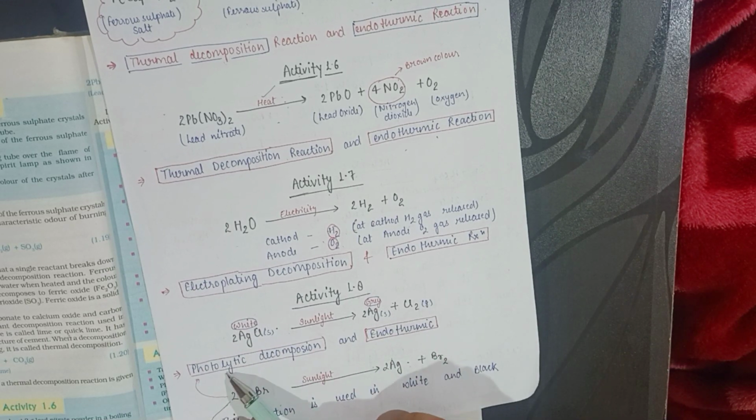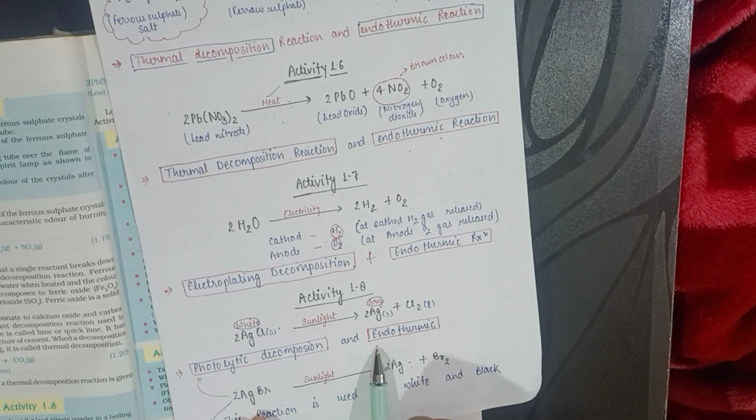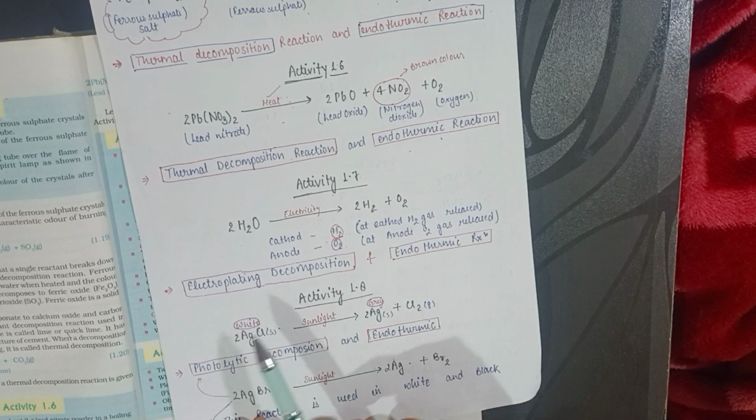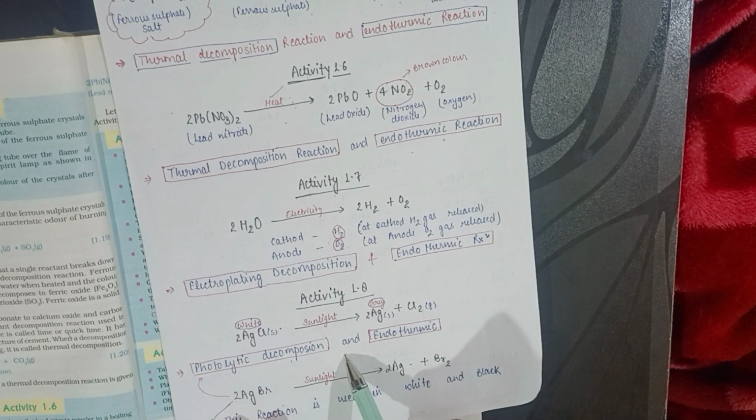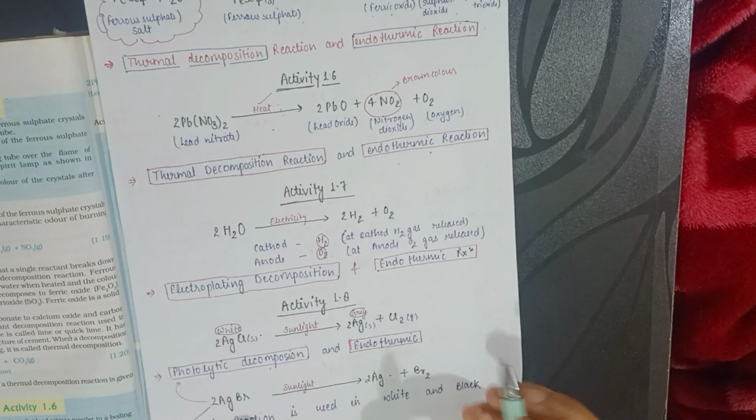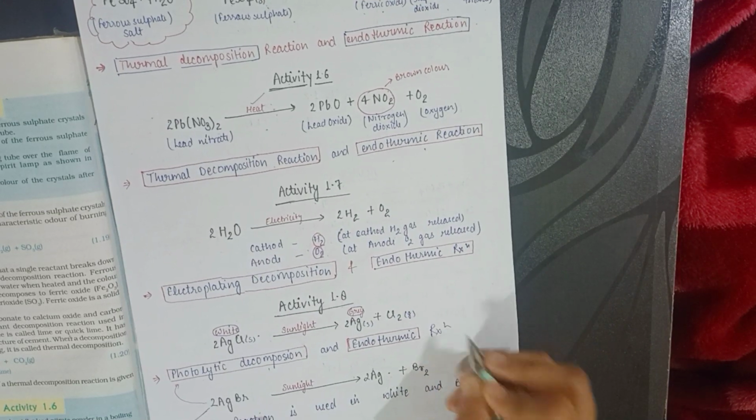And this is a photolytic decomposition because we break the AgCl in the presence of sunlight. So it is a photolytic decomposition reaction and an endothermic reaction.